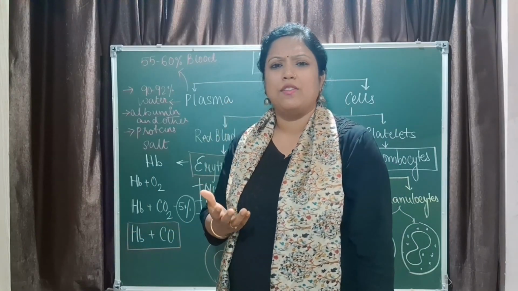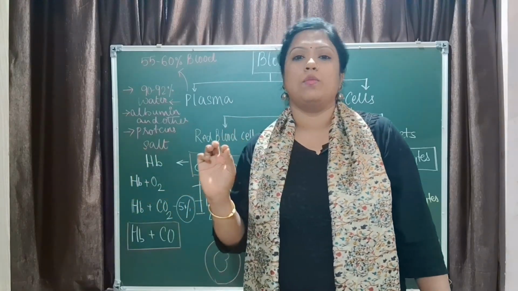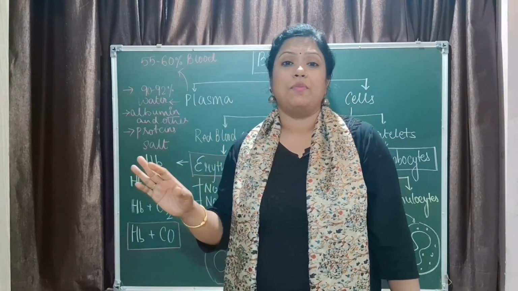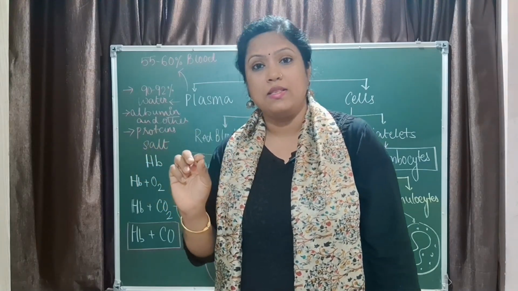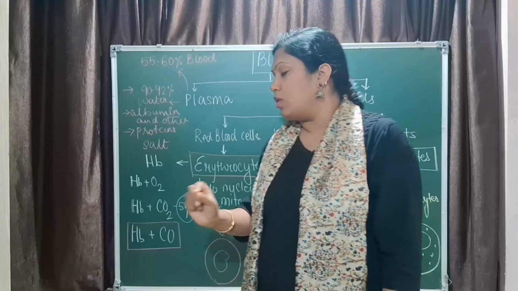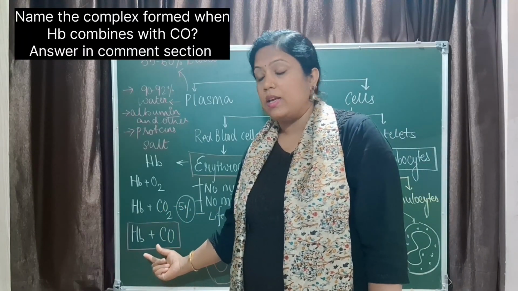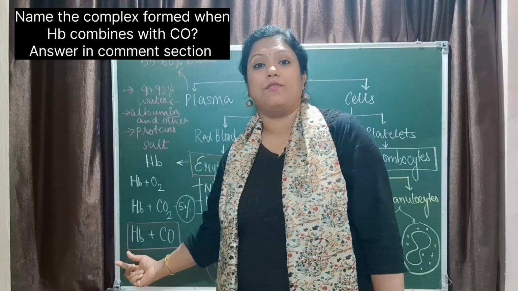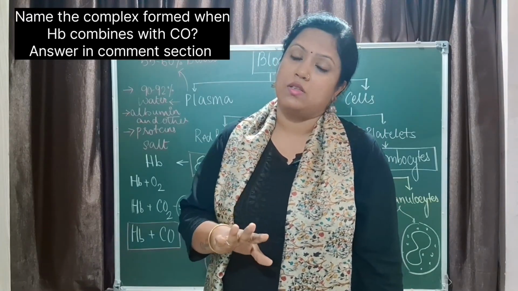Now the hemoglobin can combine with carbon dioxide, but only 5% of carbon dioxide is transported in the form of carbaminohemoglobin. The remaining 95% of carbon dioxide is transported as bicarbonate ions in the plasma. Okay. Now carbon monoxide, a poisonous gas, also has affinity for hemoglobin, 6 times more affinity than oxygen.